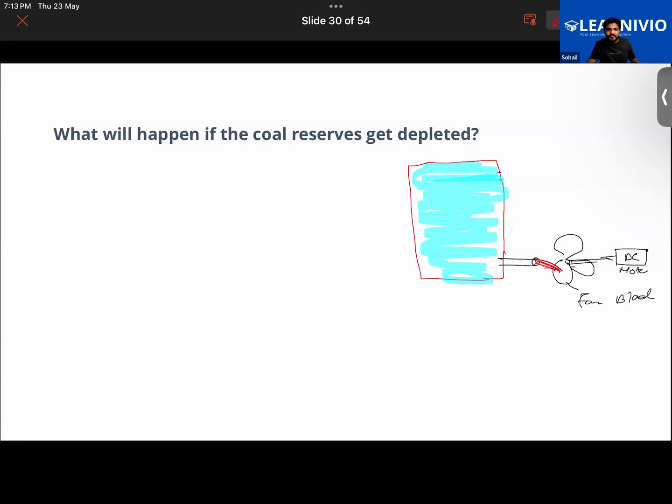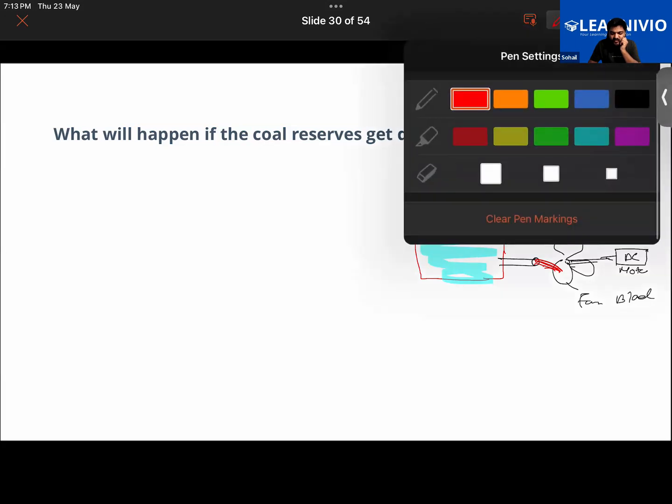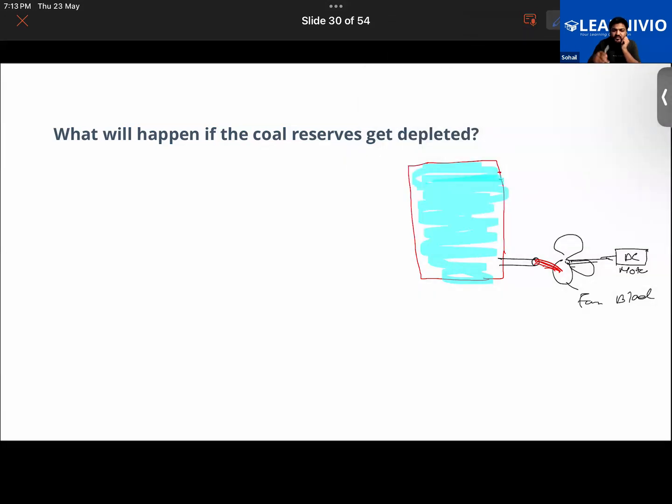Yes, Alif. Can we spin it with hand? See, how long will you be doing it with your hand? Or in that case, if you rotate it too fast, the setup might get broken. So that is the thing about it. Hope you guys are getting it.